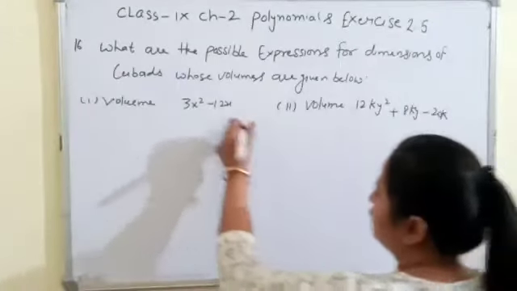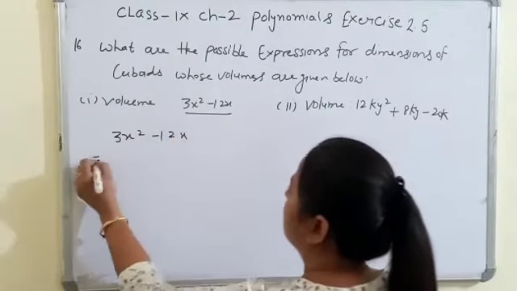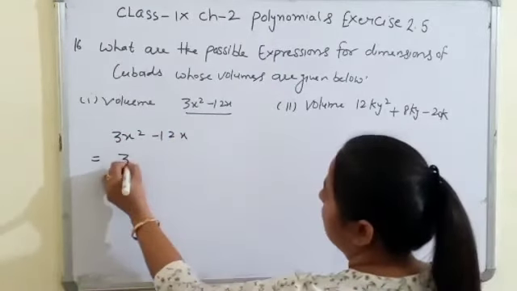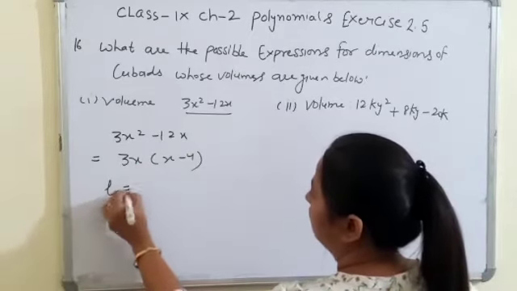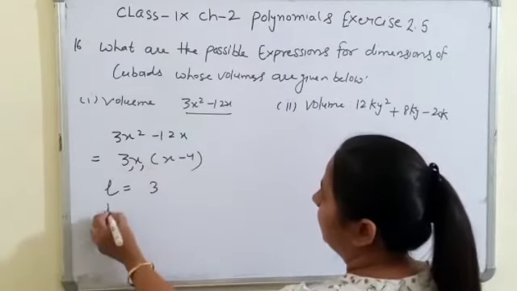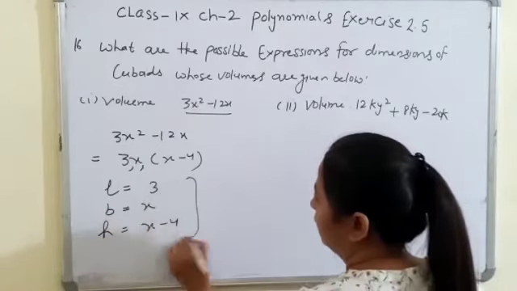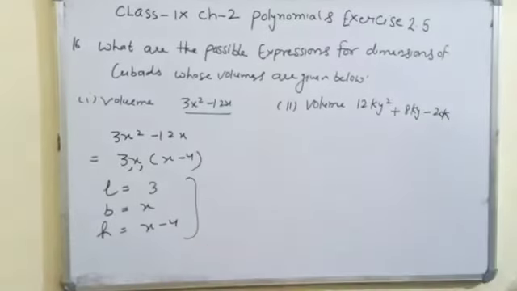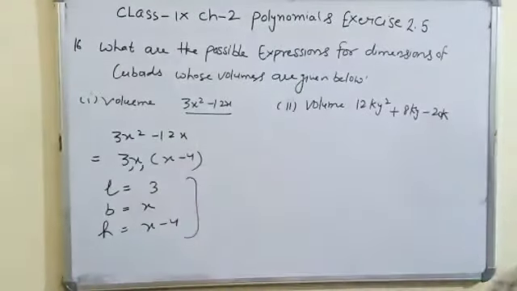Let's see the first one. 3x square minus 12x. What can we take common? 3x. What is left? x minus 4. So what are the possible factors? 3, breadth is x and height is x minus 4. When we multiply these three terms, we can find this volume.